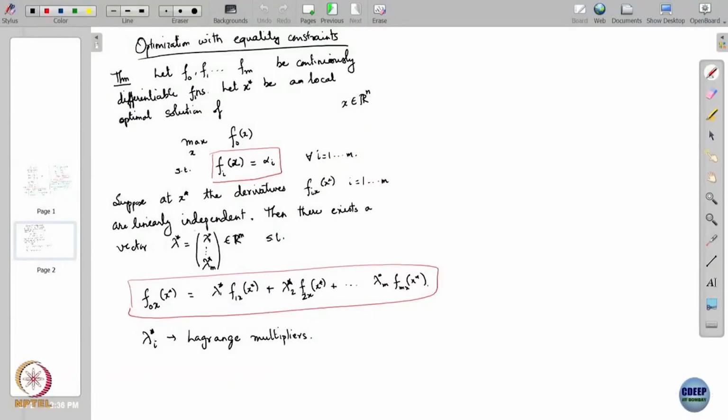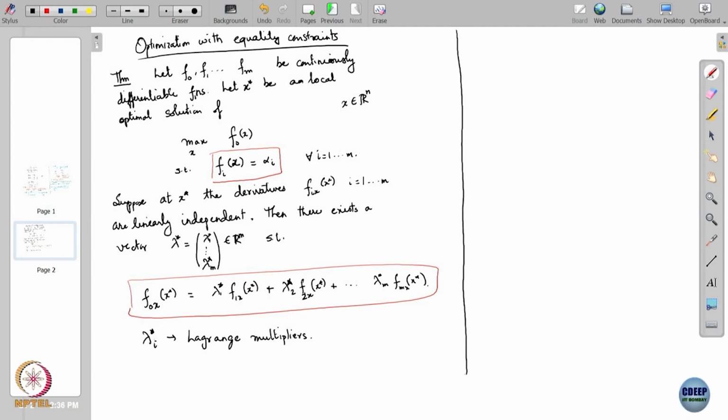So, let us look at what is happening here geometrically. Effectively, what is being claimed by this particular equation, the boxed equation. Let us try to understand this.